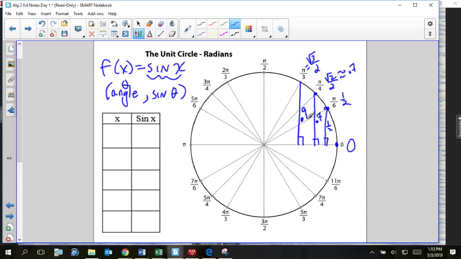And then for pi over 2, we go straight up, pi over 2. What is our Y value there? How long is that? That's 1.